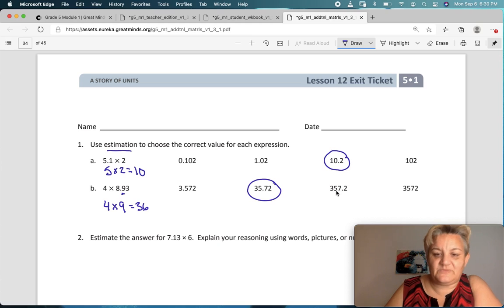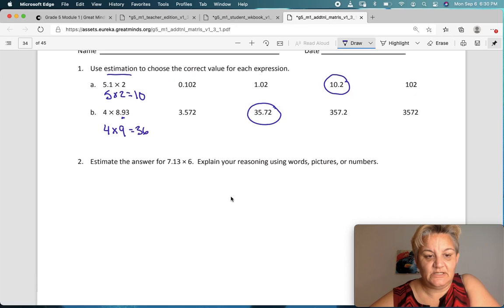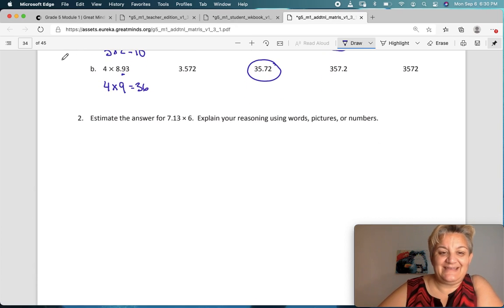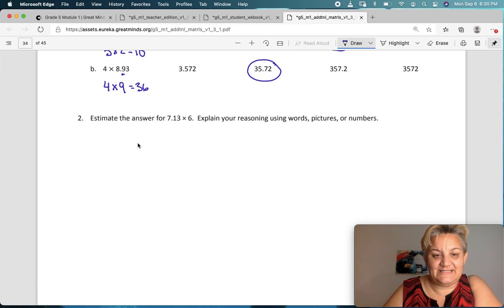357 and 2 tenths, that's too big, and 3,572 is way too big, okay? So estimation. Estimate the answer for 7 and 1/13 hundredths times 6. Okay, explain your reasoning using words, pictures, or numbers.